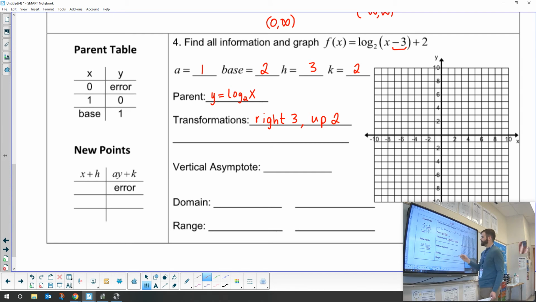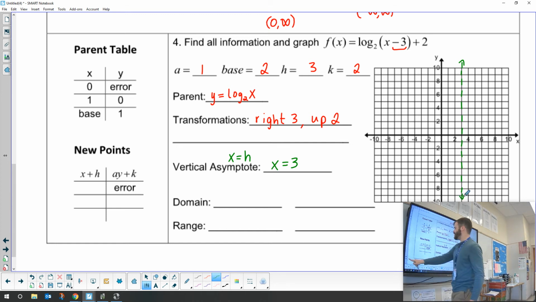Okay? My vertical asymptote is going to be whatever h is. So let me write that out here. My vertical asymptote is x equals whatever h is. So in this case, x is going to equal 3. That means whenever I draw my vertical asymptote out here, we can just go over 3 and draw that vertical asymptote there.